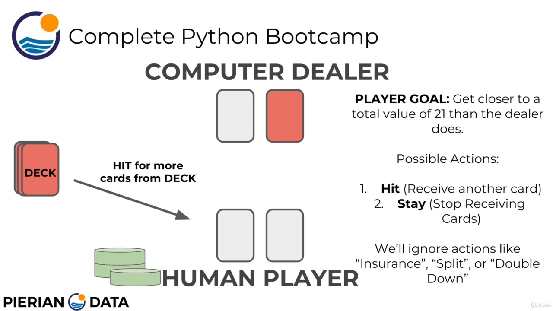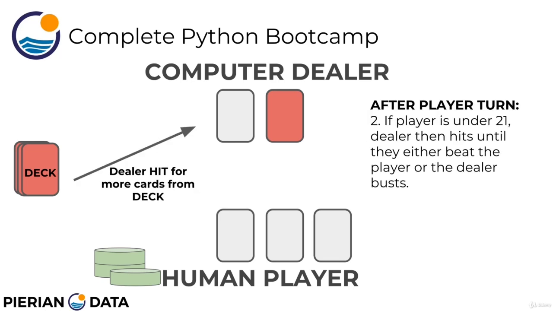There are 2 possible actions that a human player can take. They can either hit, which is to receive another card from the deck, or they can stay to stop receiving cards. We're going to ignore actions like insurance, splits, or double downs, which happen in a real casino, but we want a simplified version of this game. So all the player has to be able to do is hit, which is to grab a card from the deck and put it in their hand, and then take a new sum, or stay, which means stop receiving cards. For example, they could hit, get a new card, and then check what their sum is. And remember, they're trying to get closer to 21 than the dealer will.